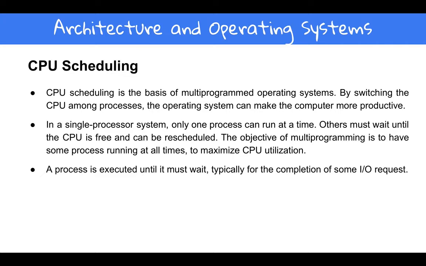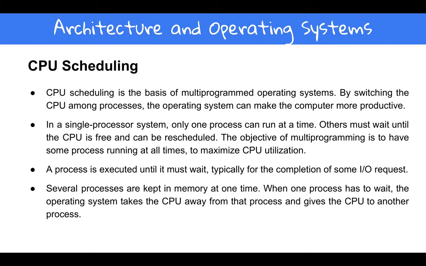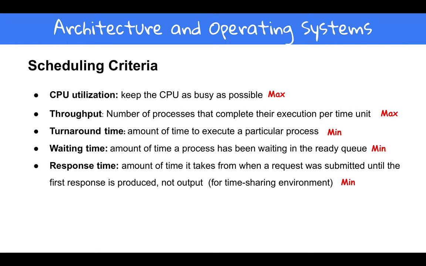So that's a process. As I said, we have this cycle of CPU, input, output, wait time and process time. Several processes are kept in memory at one time. When one process has to wait, the operating system takes the CPU away from that process and gives the CPU to another process. So when some processes are running, the CPU works on that and the others go to the waiting state.